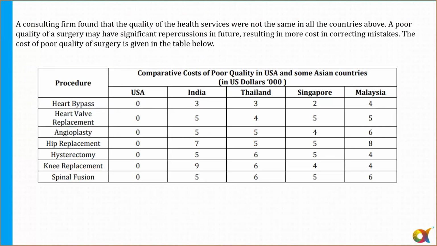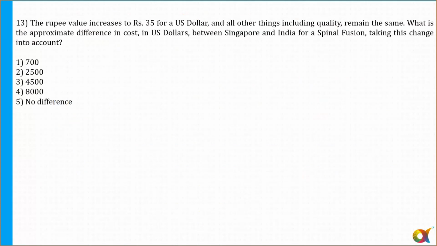Next piece of information: a consulting firm found that the quality of health services was not the same in all the countries above. A poor quality of surgery may have significant repercussions in the future, resulting in more cost in correcting the mistake. The cost of poor quality surgery is given in the table below. And these are the questions.